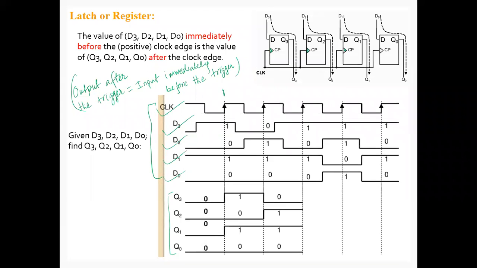This is number 1, positive, 0 to 1. This is number 2, 0 to 1. This is number 3, 0 to 1. This is 4th, this is 5th, 0 to 1. Okay, so we don't have to worry about Q3 until this, because if it is 0, it remains 0. Q2, if it is 0, remains 0. Q1 remains 0. Q0 remains 0. Until this point, we have no problem, okay? Right at this point, now we have to figure out all those four.